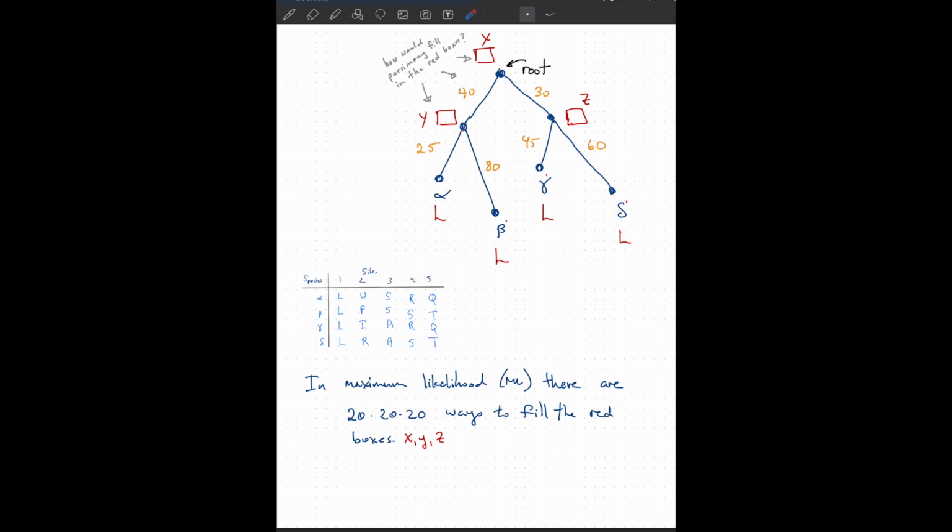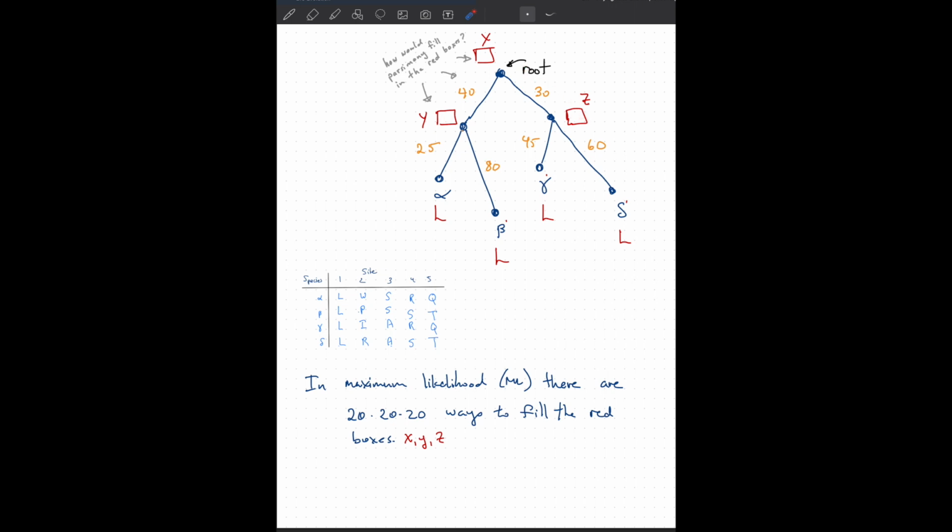So there are really three unknowns in this game. I should say there's three unknowns for each site. So let's look at site 1. L, L, L, and L. That's at the leaves, right? And we can repeat this for all of them. But for this first site, there's three unknowns: X, which amino acid existed at the root, that led to Y and led to Z on this side.